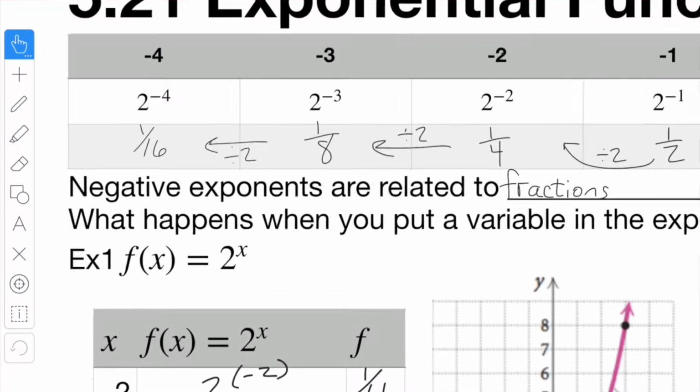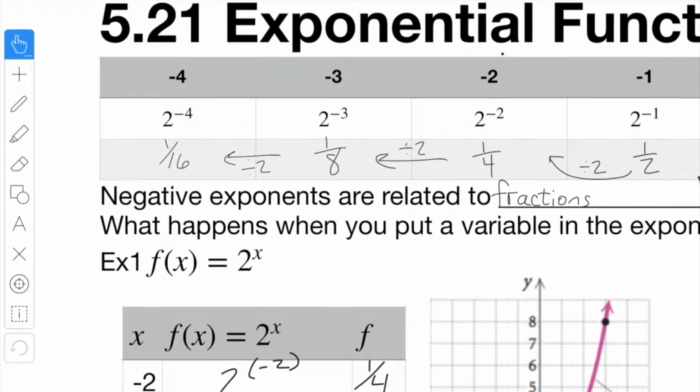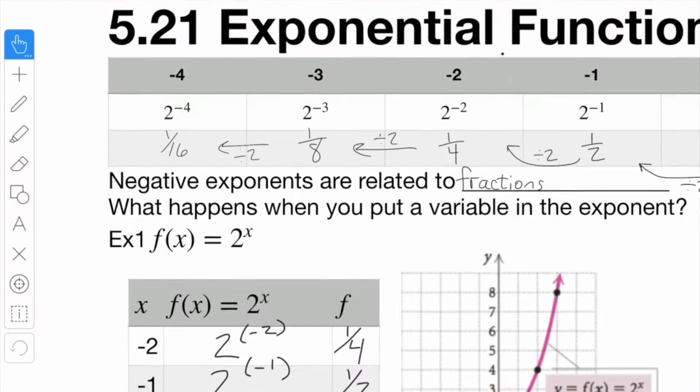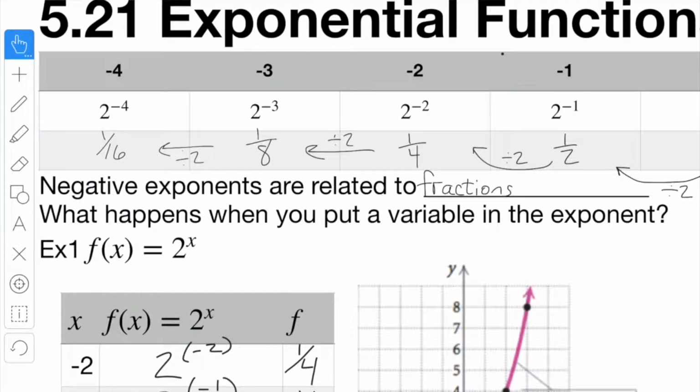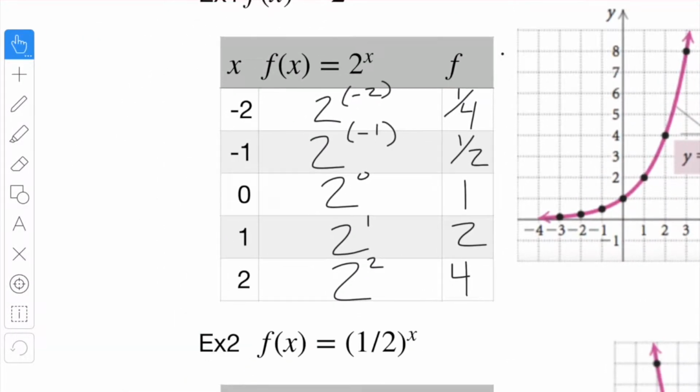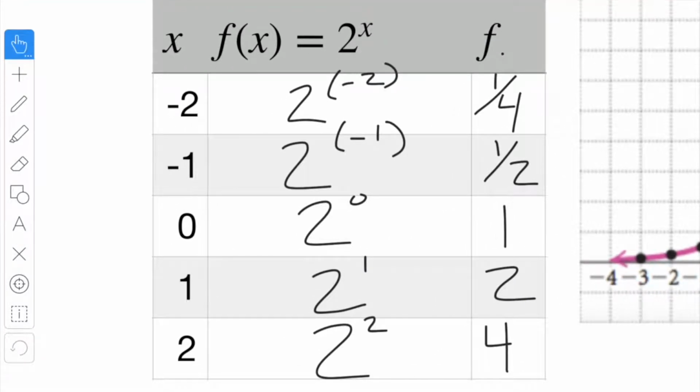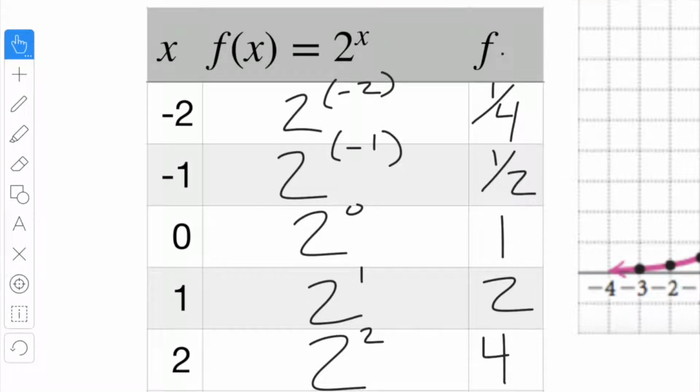So the next big question, now that we have a little bit of review under our belts, I want to ask one really big question. What happens when you put a variable in the exponent? We've seen x squared before, but that's not what this is. This is 2 to the x. Well, what we've got here is a table.